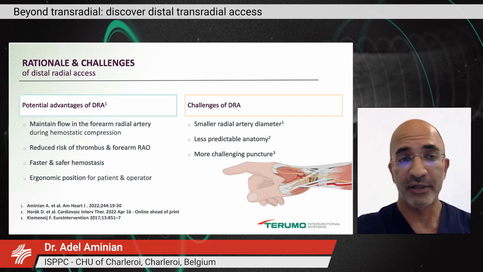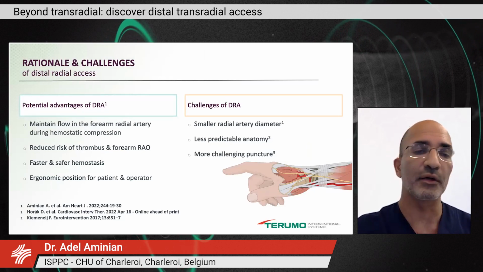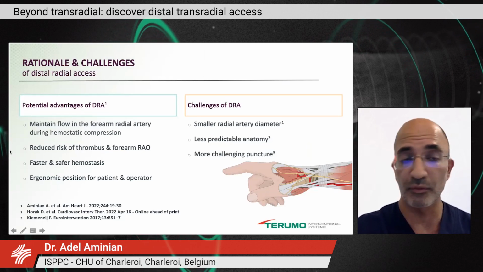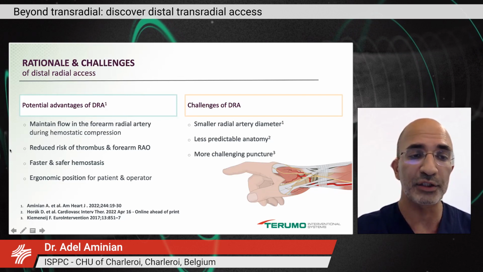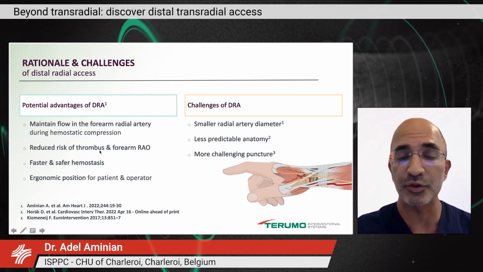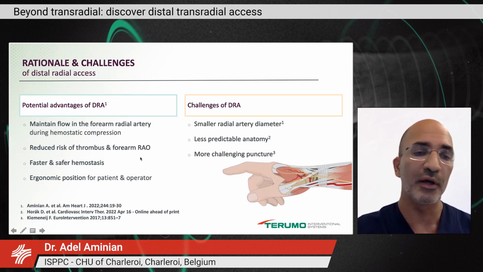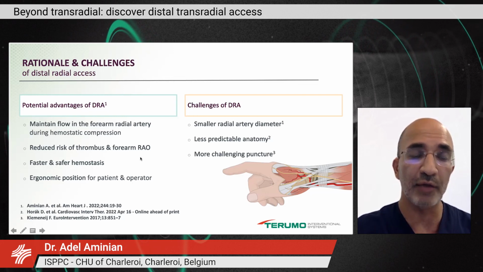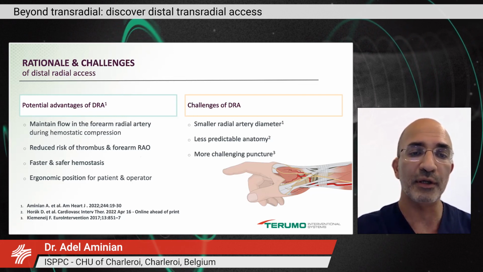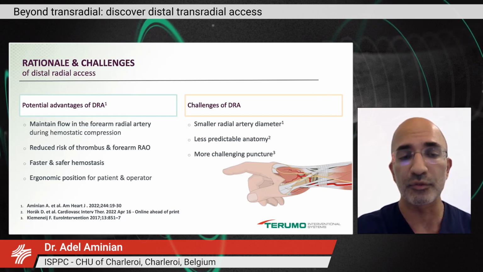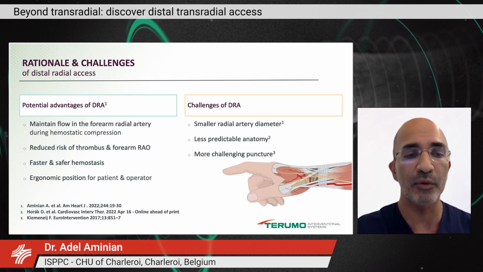And there are other advantages beyond this reduced rate of radial arterial occlusion. One of the main advantages is a very fast and safe hemostasis due to the very superficial position of the distal radial artery and also the bony basement, which is composed of the scaphoid bone and the trapezium bone.